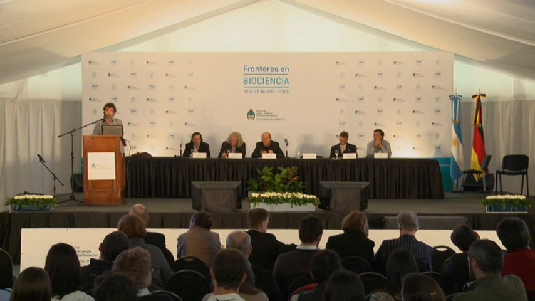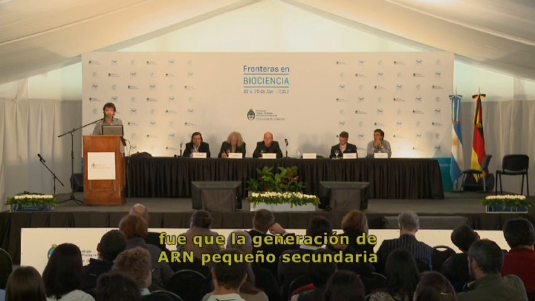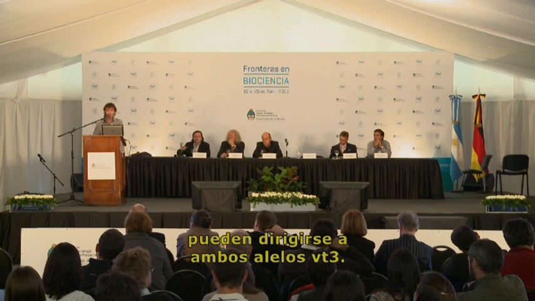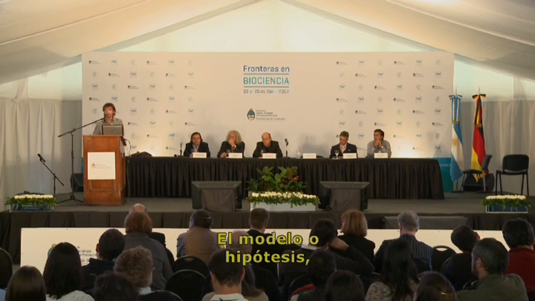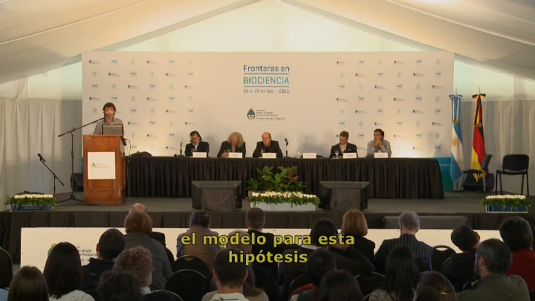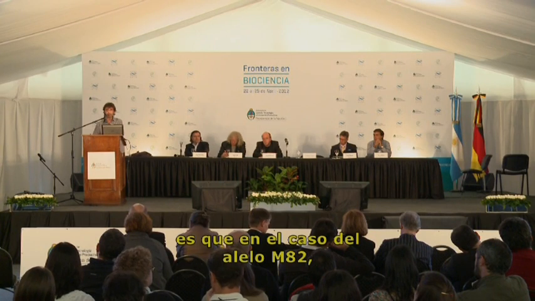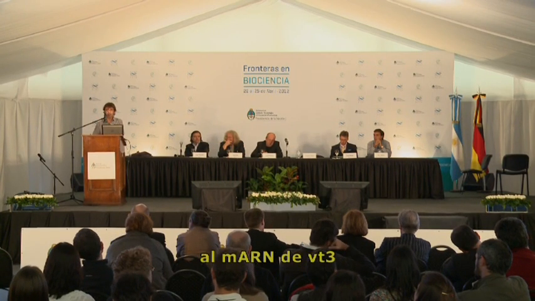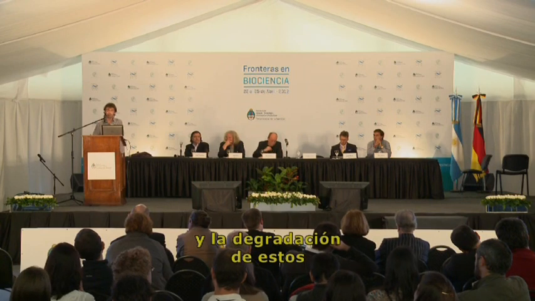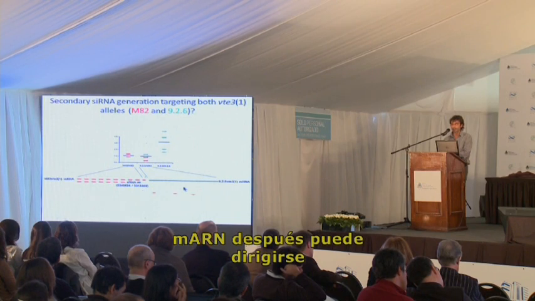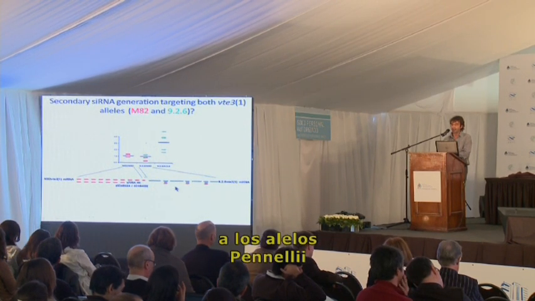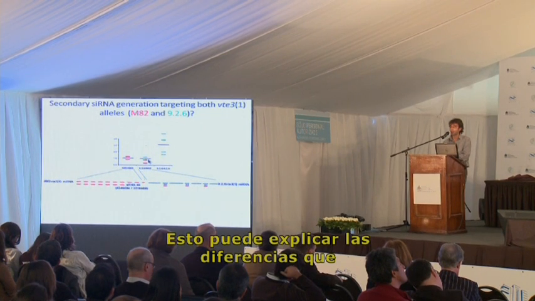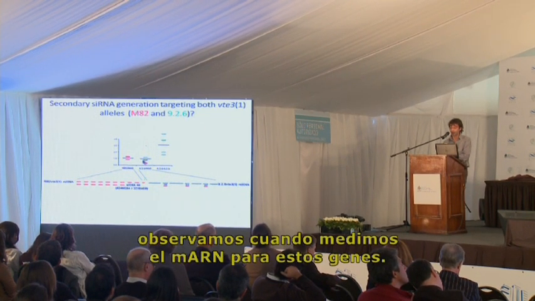The hypothesis after this observation was that the secondary small RNA generation can target both BT3 alleles. The model for this hypothesis is that in the case of the MAT2 allele, this small RNA can target the mRNA of BT3, and the degradation of this mRNA can later target the penelase allele in the heterozygous plant, and this can explain the differences that we observe when we measure the mRNA for these genes.